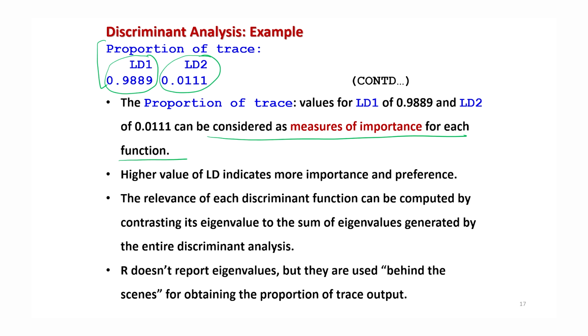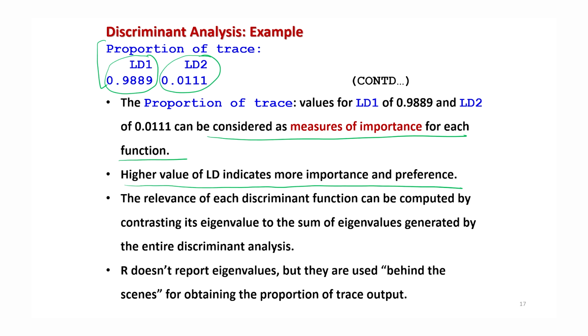But definitely I would like you to know how these values have been obtained. But first, let us try to understand the interpretation of these values. If you get a higher value of this LD, that indicates that more importance and preference can be given to the corresponding linear discriminant function.